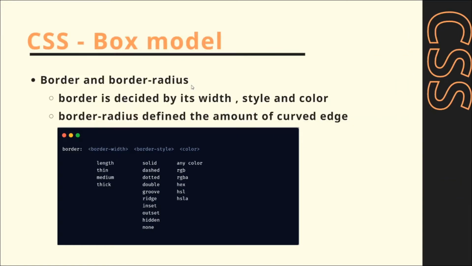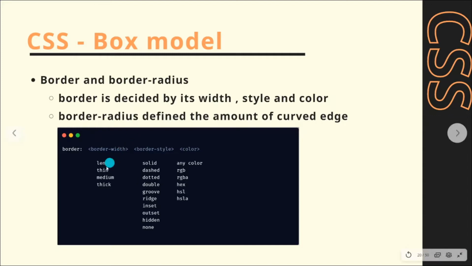For the next topic, that is border and border radius. This also plays a major role in the box model. A border is decided by its width, style, and color, and the border radius defines the amount of curve on the edges. Many of you have seen on websites buttons which have smooth curves or are circular. These buttons are made by the border and the border radius.